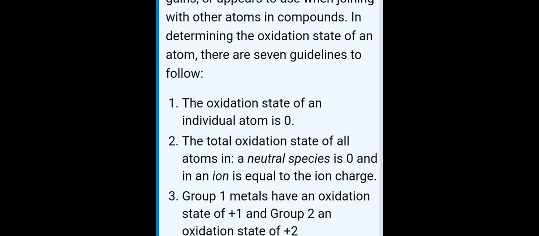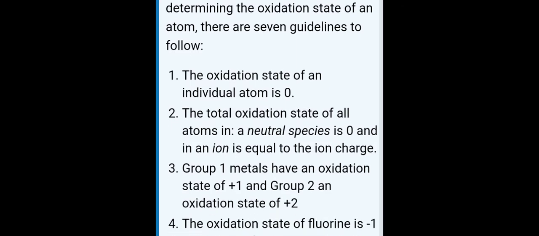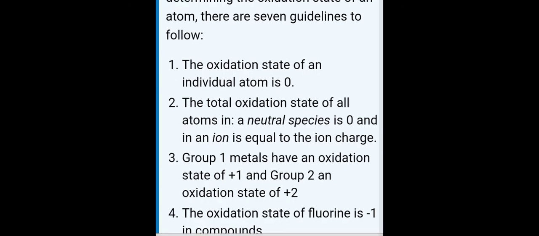I have said that an atom has no charge. So the oxidation state of an individual atom is 0. That is, Mg alone is 0, and Cu alone is 0, as in the previous explanation. Individual atom has no charge. Number 2: the total oxidation state of all atoms in a neutral species is 0.